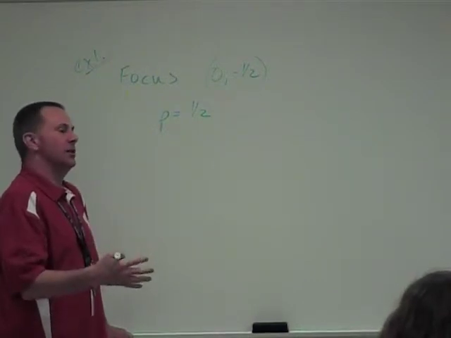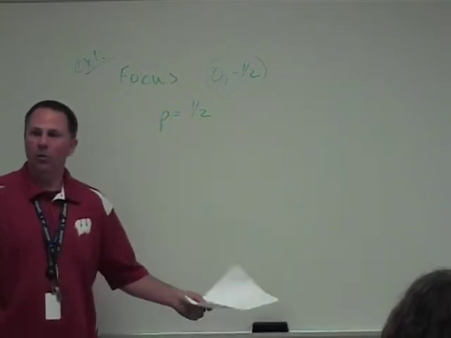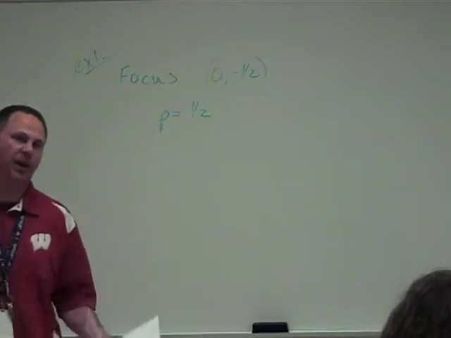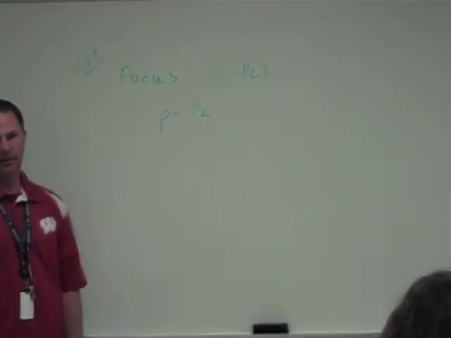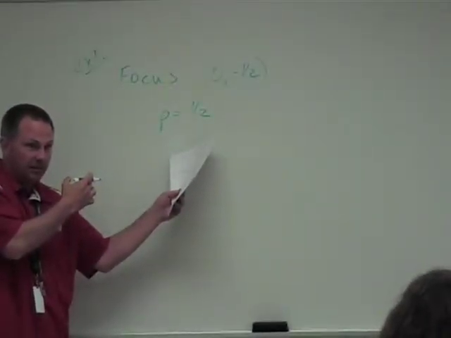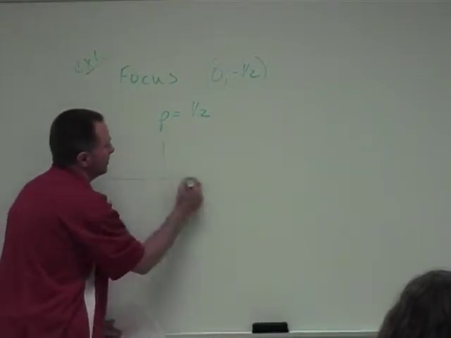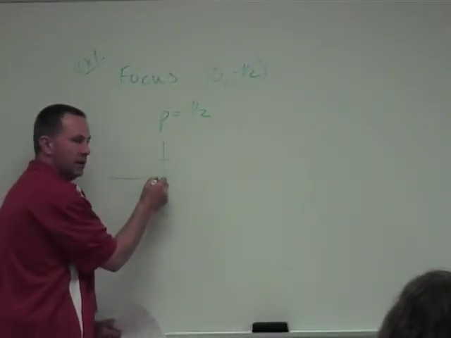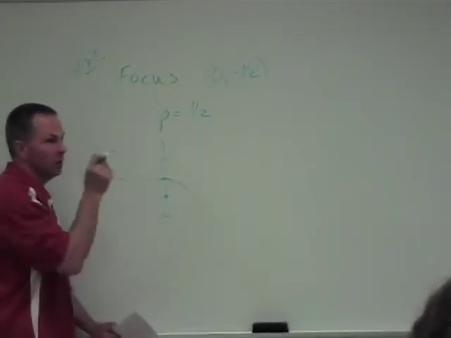Now here's how you work this backwards. You need to know whether it's a vertical parabola or a horizontal parabola. How do you figure that out based on what the focal point is? On the X or Y axis. In this case, the focal point is on the Y axis, down here at negative 1/2. So the parabola opens around it, right? So it opens down. So it's vertical.